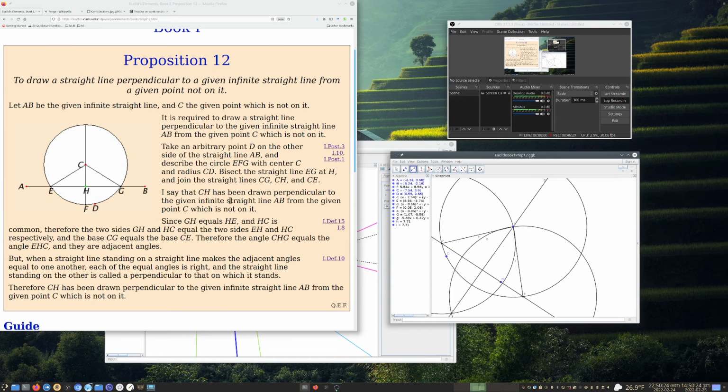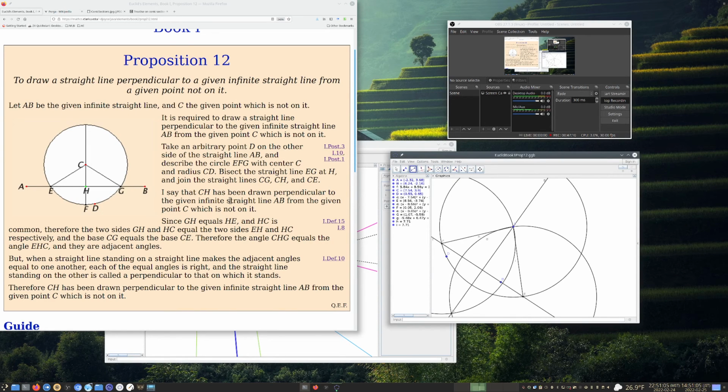Take an arbitrary point D on the other side of the straight line and describe the circle EFG with center C and radius CD. Bisect the straight line EG at H, and join the straight lines CG, CH, and CE. I say that CH has been drawn perpendicular to the infinite straight line AB from the given point C, which is not on it. Since GH equals HE and HC is common... Okay, yes. Yeah, so he's going to make an argument with isosceles triangles.